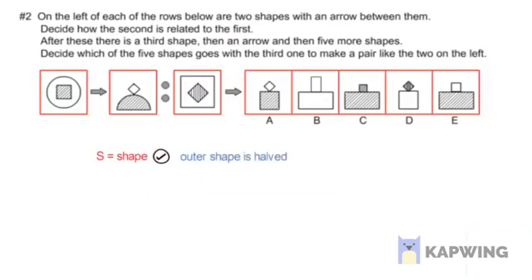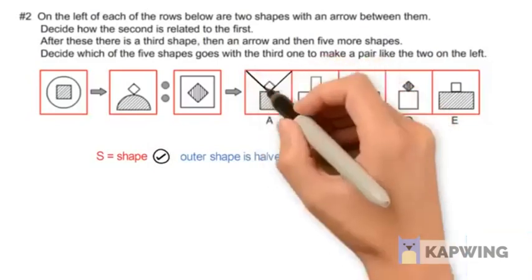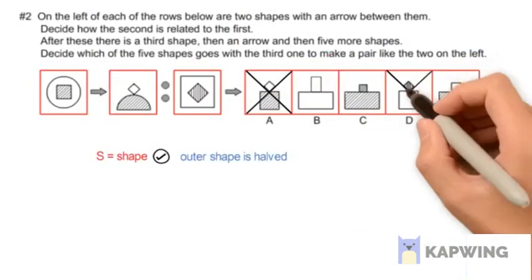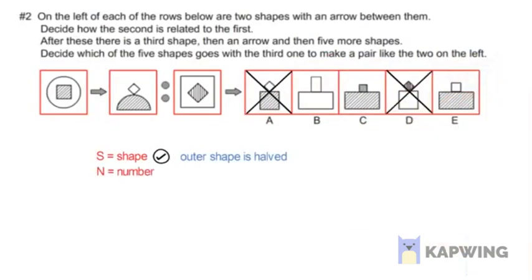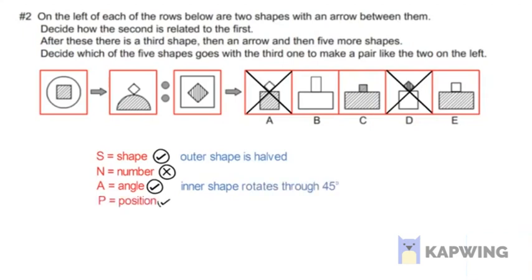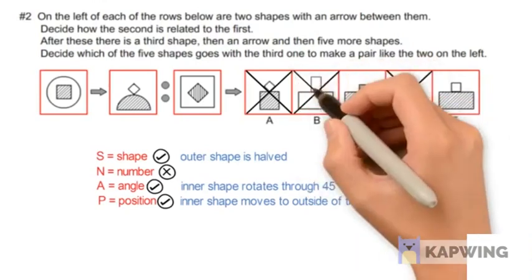If the square is halved, it must form a rectangle. We can eliminate A and D. N, Number. There is no change in the number of shapes or sides. A, Angle. Inner shape rotates through 45 degrees. P is position. Inner shape moves to the outside of the outer shape. We can eliminate B because a rectangle has been moved.